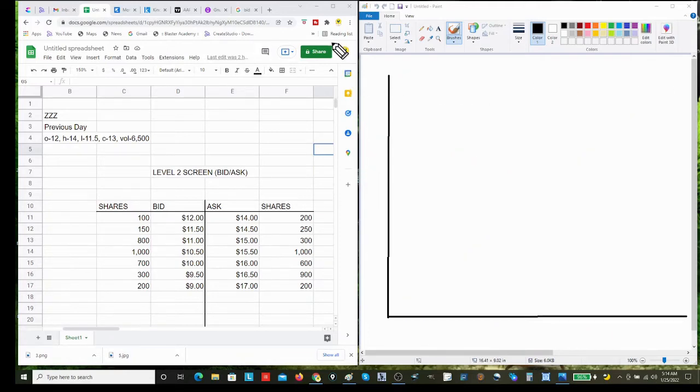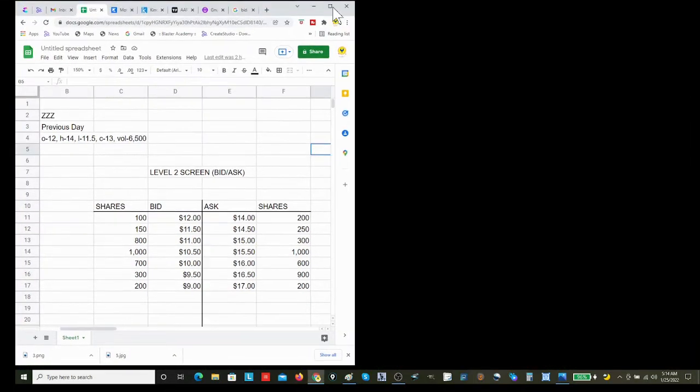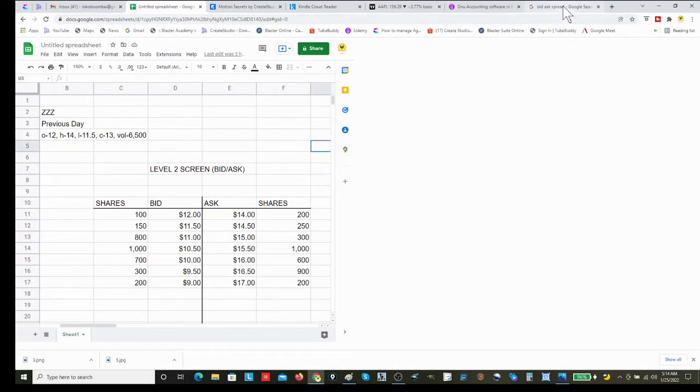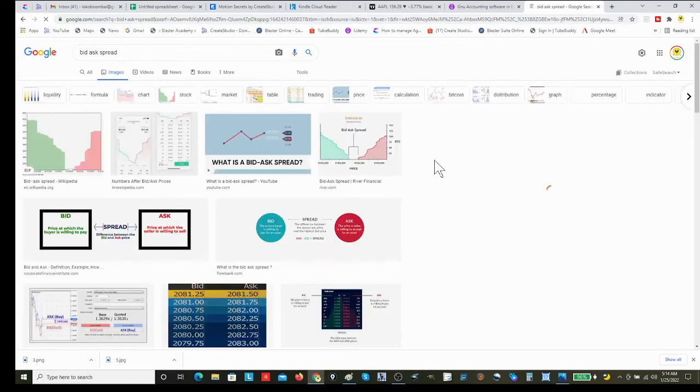Let me just quickly show you how a level 2 screen looks like. This is a Google search. It's also referred to as the bid-ask spread. So these are images from a Google search on the bid-ask spread, also known as level 2.